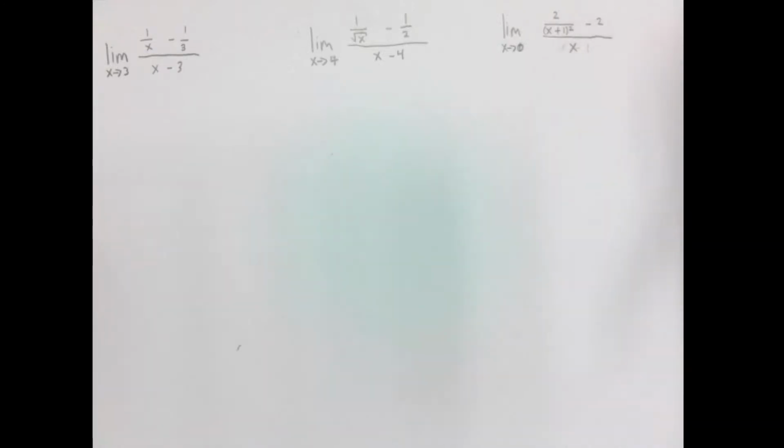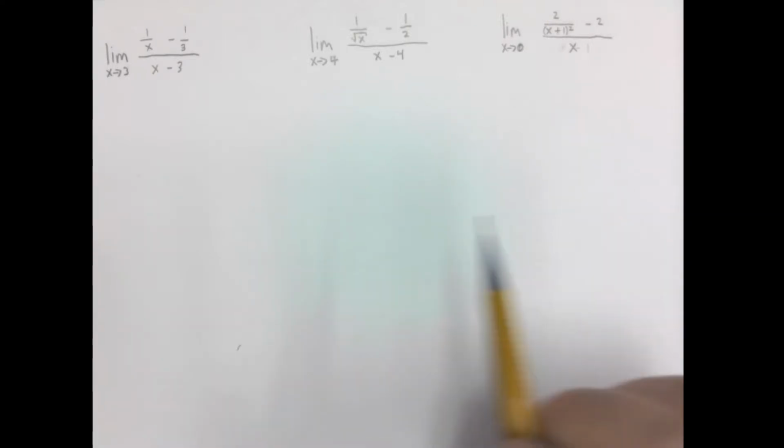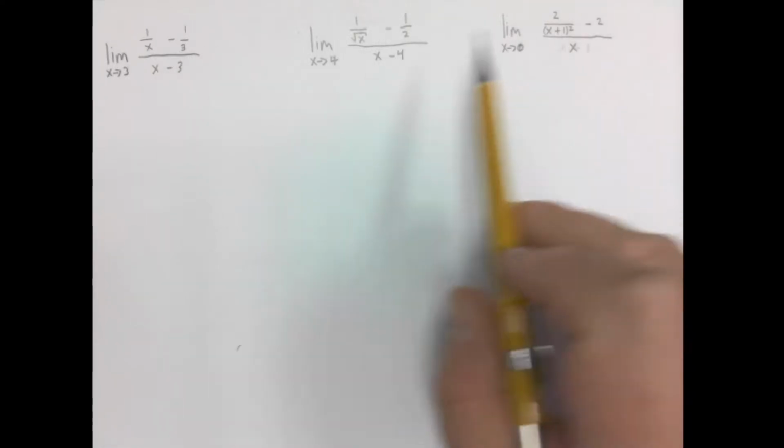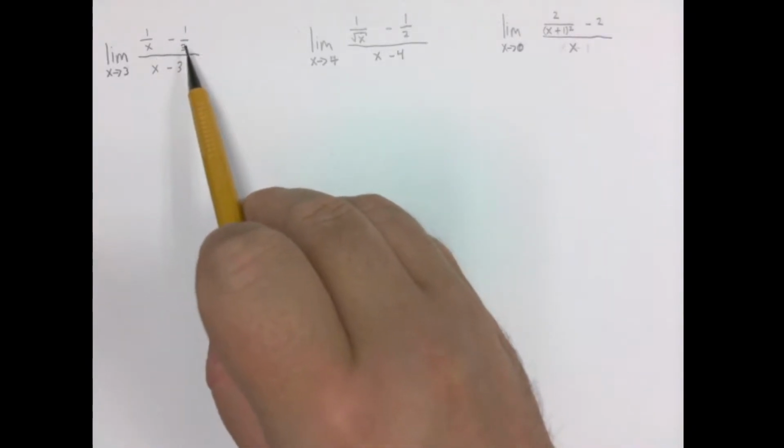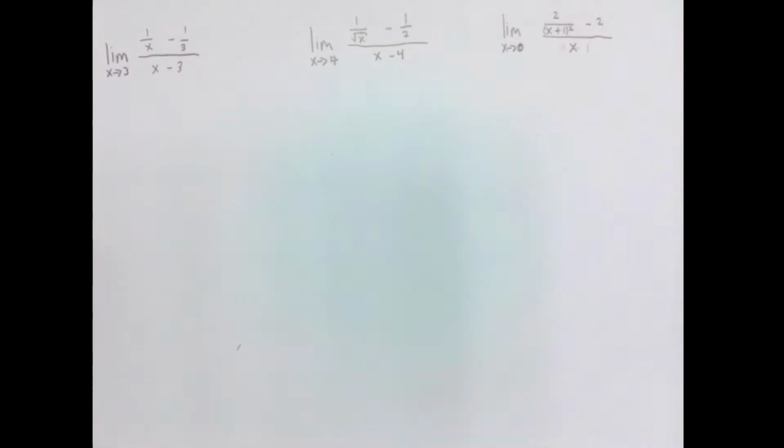In this tutorial, we're going to look at 3 examples of limits that involve compound fractions. Compound fractions are expressions that have fractions within fractions, as each of these do. So we have an overall fraction with 2 fractions in the numerator. Now, the general strategy for these limits is going to be to simply simplify as much as possible.